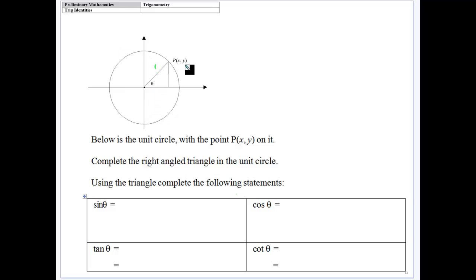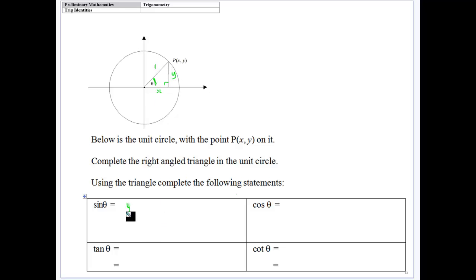P, (x, y) on the circumference of the circle, and that will create an angle theta there in a right angle triangle. So this triangle here ends up being a case where we go across x and up y. So there's where we start to get our three sides of our right angle triangle with an angle theta in that. So looking at sine theta here, would be the opposite on the hypotenuse.